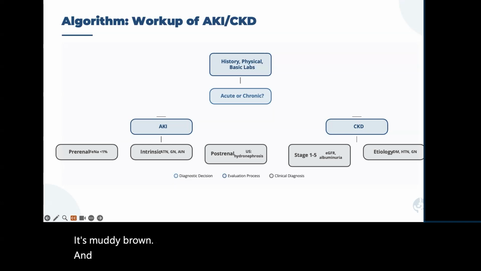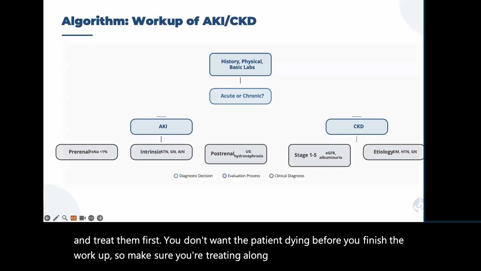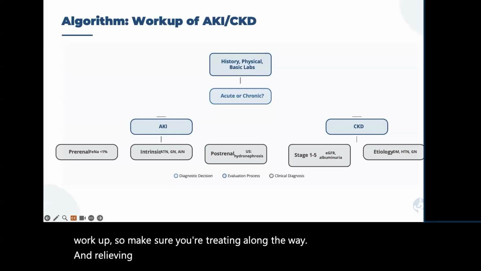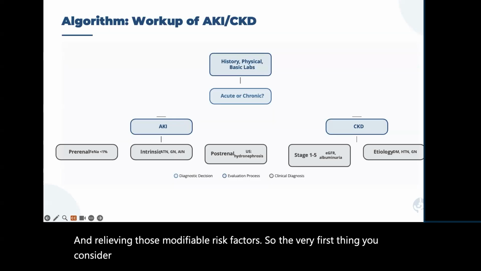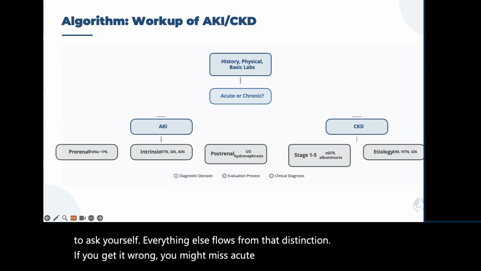And also you need to consider postrenal factors in the acute kidney patient. And of course, you always want to identify any life-threatening disturbances and treat them first. You don't want the patient dying before you finish the workup. So make sure you're treating along the way and relieving those modifiable risk factors. So the very first thing you consider yourself is acute versus chronic. That's the first question you need to ask yourself. Everything else flows from that distinction. If you get it wrong, you might miss acute kidney injury that's reversible.